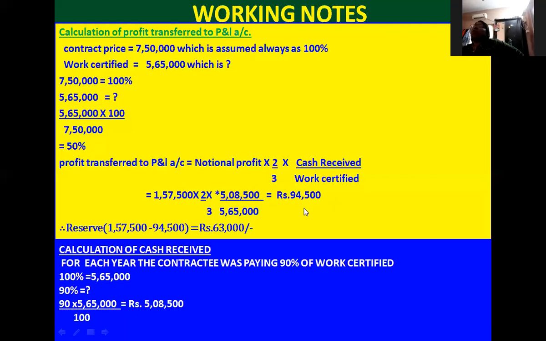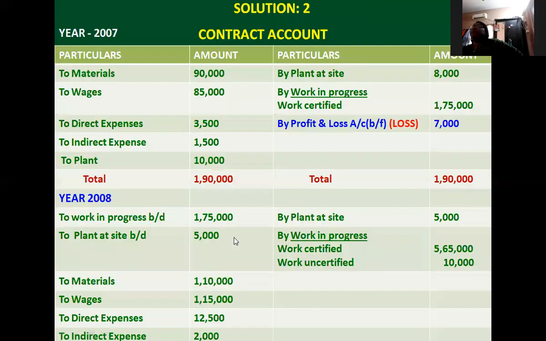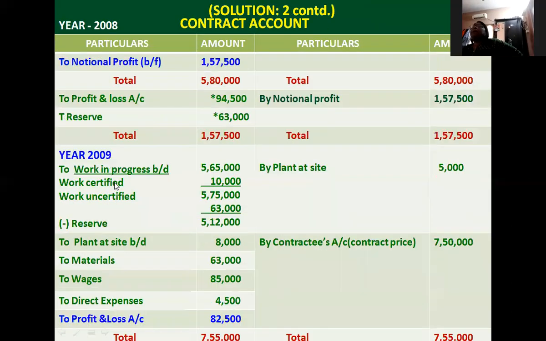So what is the value of profit transfer to P&L account? 94,500. Out of 1,57,500 means what is the reserve? 63,000. So first I made the cash receipt calculation and then what is the percentage? Then applying in the formula to calculate what amount will go to P&L account, what amount will be kept under reserve. Now look at that. To P&L account 94,500, to reserve 63,000. So out of 1,57,500, P&L account transfer is 94,500, reserve is 63,000. So total on both the sides is 1,57,500. So next we need to move on to the year 2009.